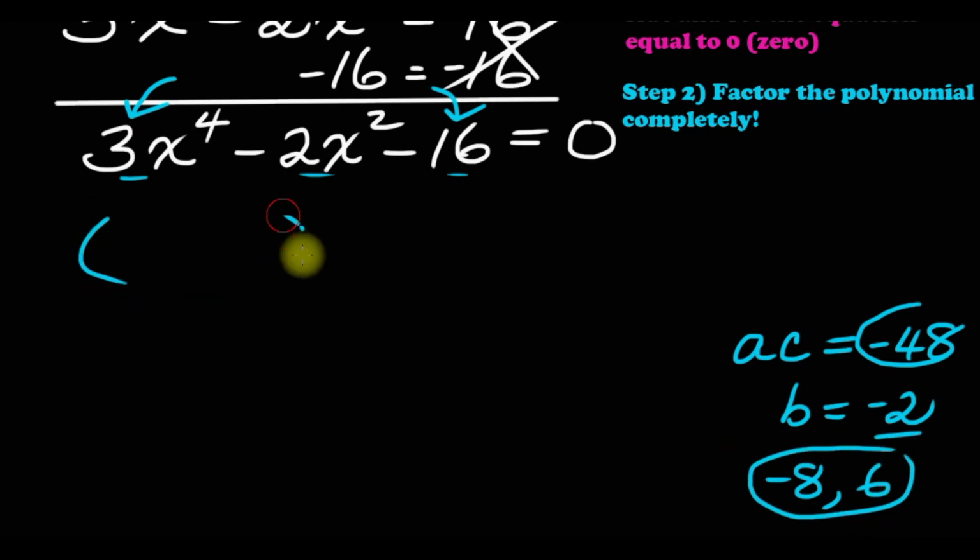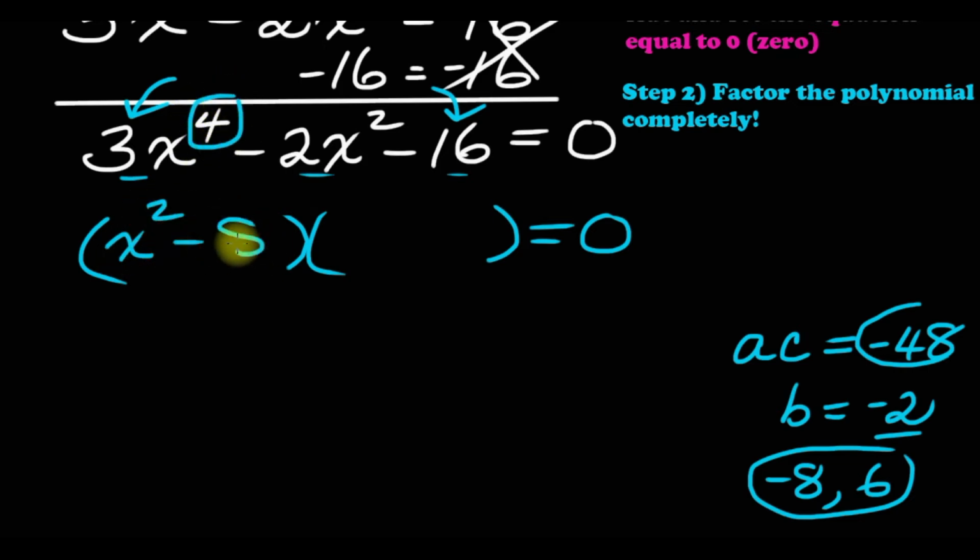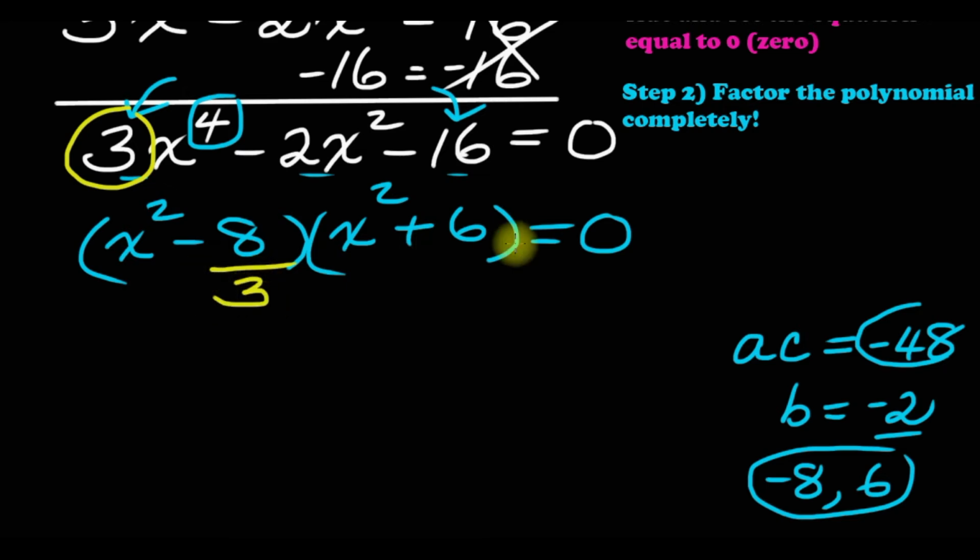So here we're going to have x squared because it's x to the 4 here, guys. Okay, so we're going to need x squared, take away 8, and then x squared plus 6. Okay, because your leading coefficient is a 3 and not a 1, we're going to use the slip and slide method. So we're going to divide this by 3. And then we divide this by 3.